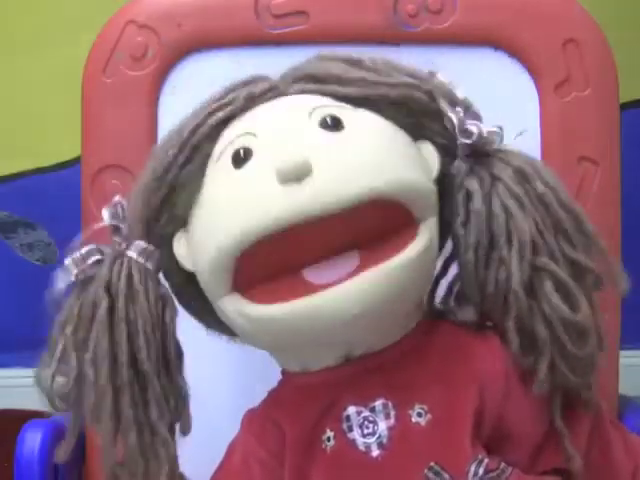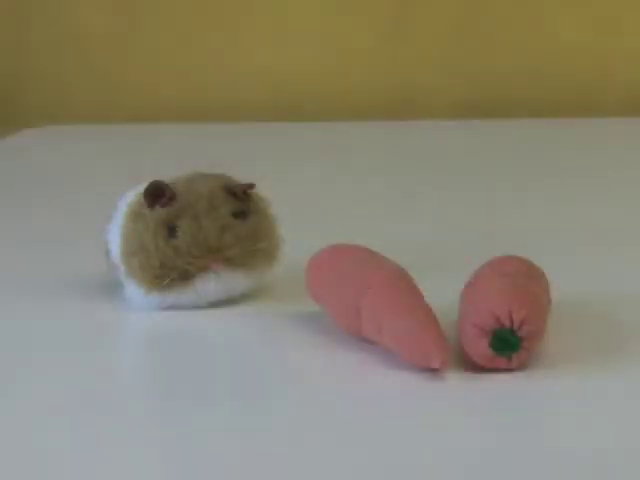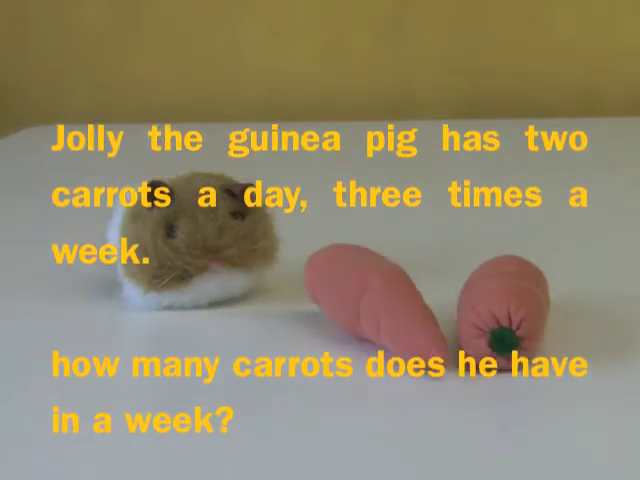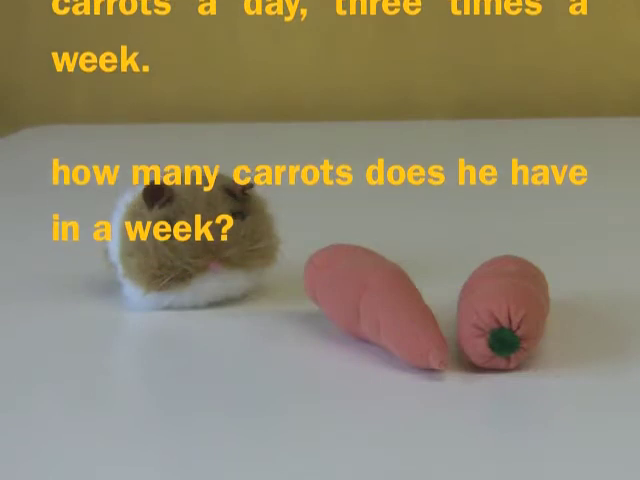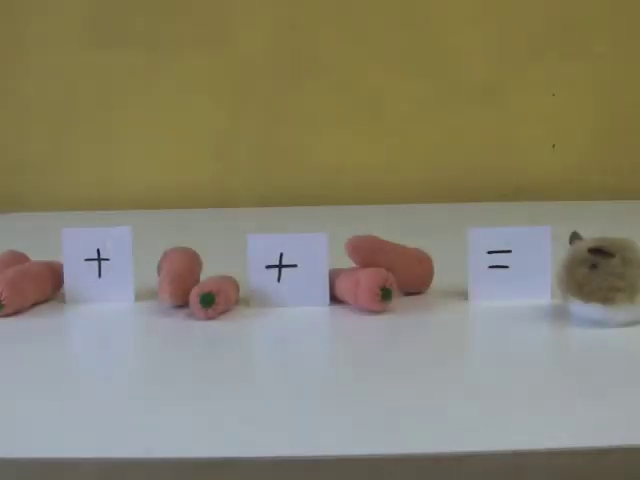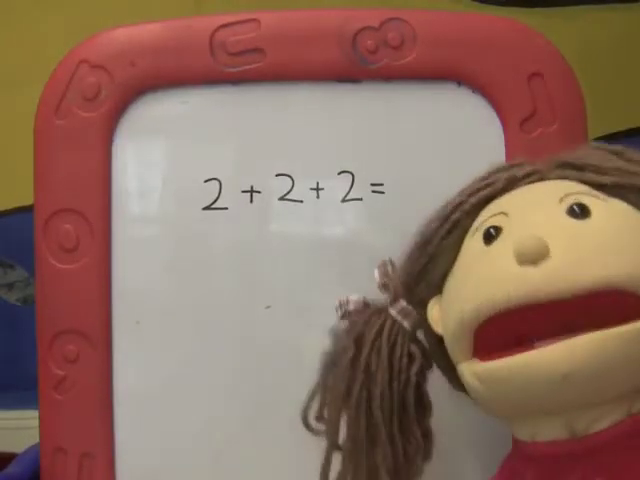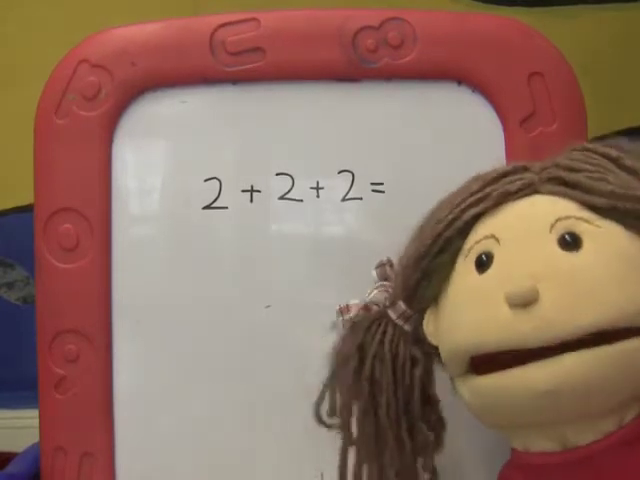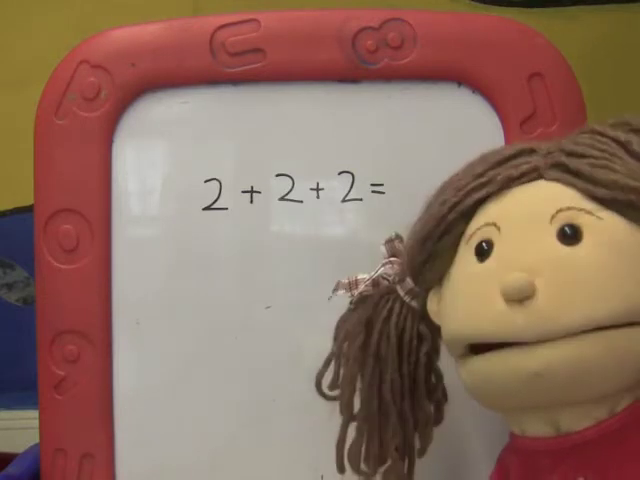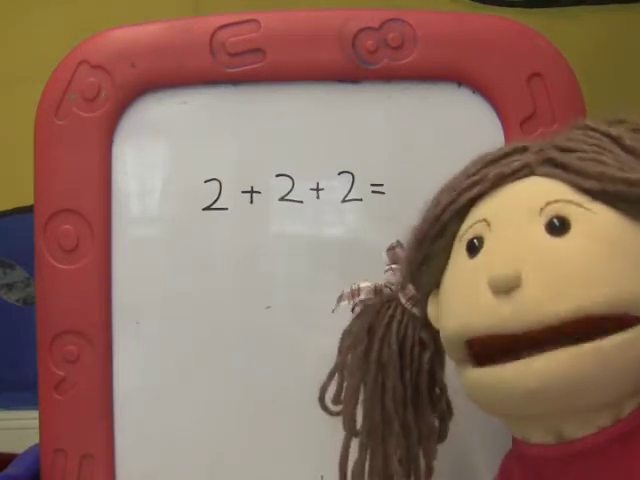Let's have a look at another example. Jolly the guinea pig has 2 carrots 3 times a week. How many carrots does he have in a week? Altogether, he has 2 plus 2 plus 2. So what does that equal? To work out 2 plus 2 plus 2, I need to add them together or count them up. 2 plus 2 plus 2 is 2, 4, 6.